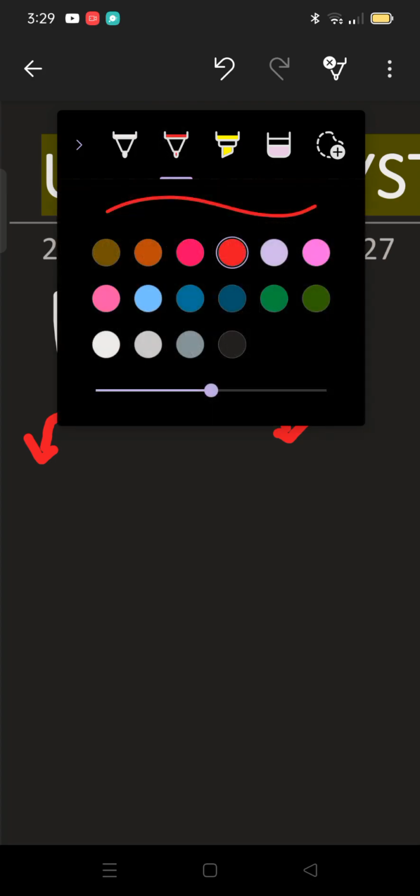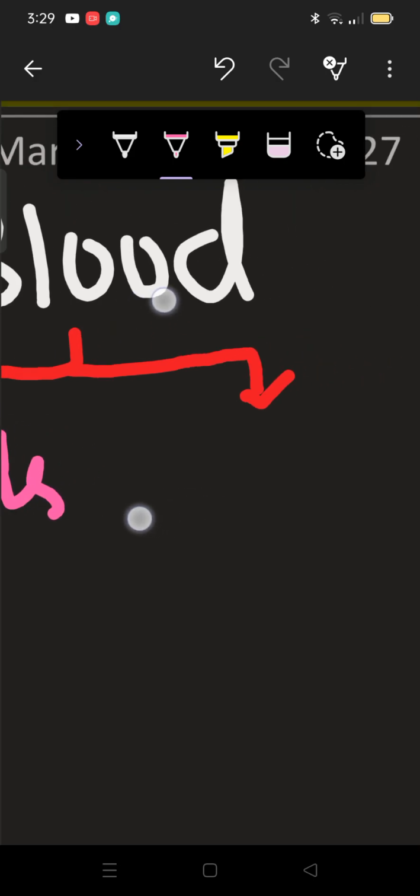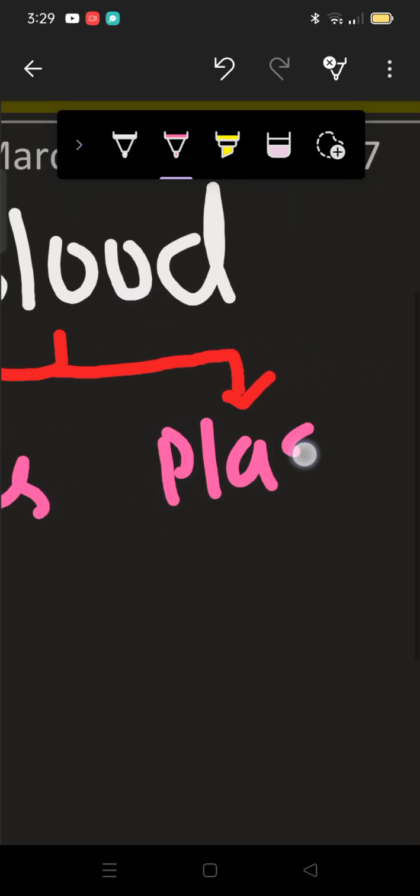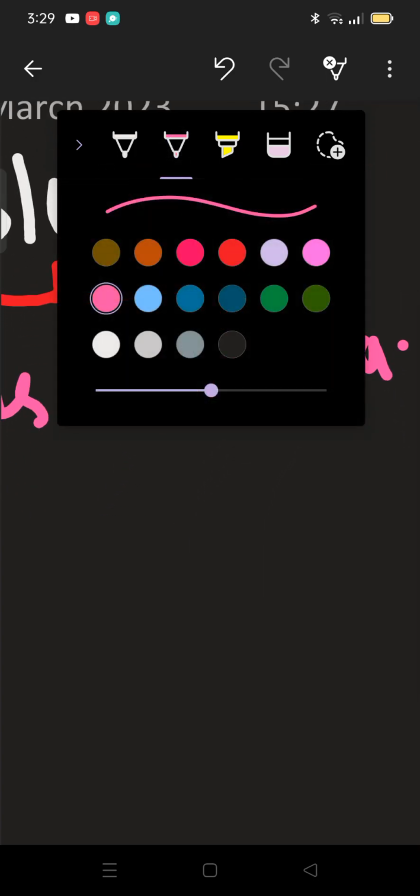So initially, I'm going to write here the blood. Blood is made up of what? So here is blood, and here I am going to make two arrows, because we know that blood is made up of cells and plasma. So I am going to write here cells and plasma.